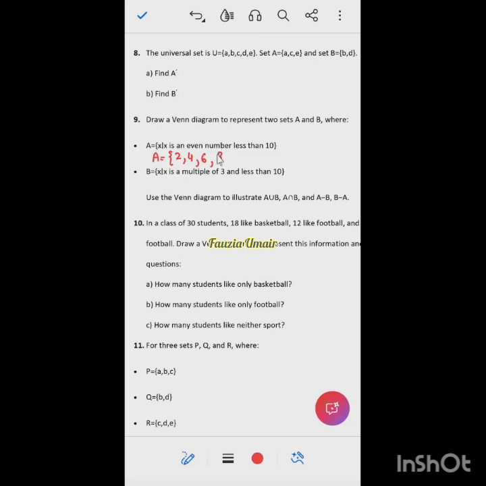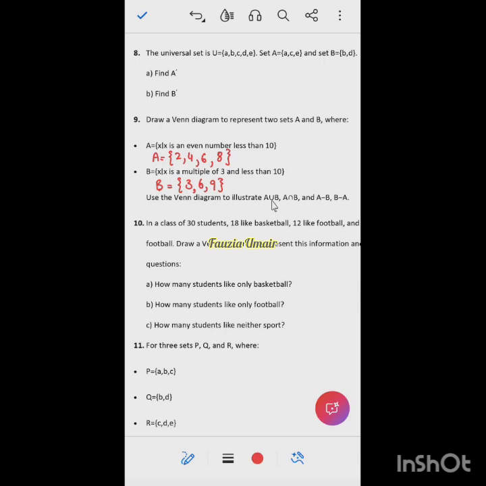And B is x such that x is a multiple of 3 and less than 10. So, multiples of 3 less than 10. Hashim is the only one raising a hand. Please reply: 3, 6, and 9. So the elements of set B are 3, 6, and 9. Now we need to draw Venn diagrams representing different information. Venn diagrams to illustrate A union B.